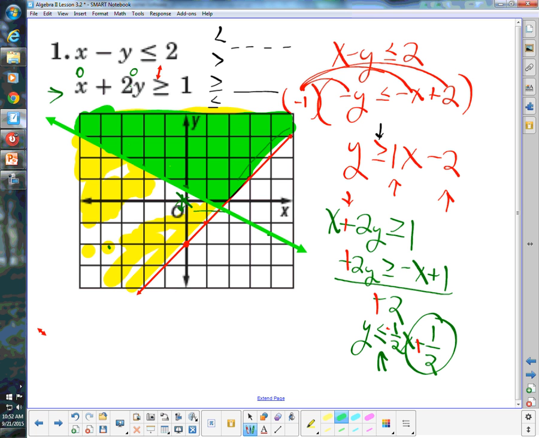Alright, and there you go. Let's get rid of this other mess over here because we don't really need it any longer. The yellow is not necessary because it's not a solution to the system. And that's what the graph looks like.